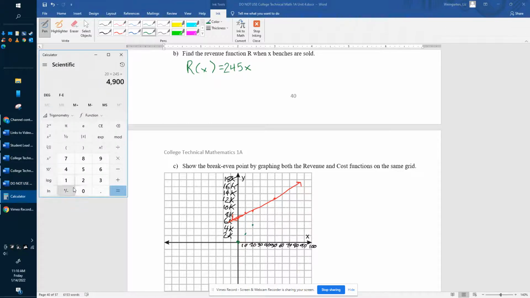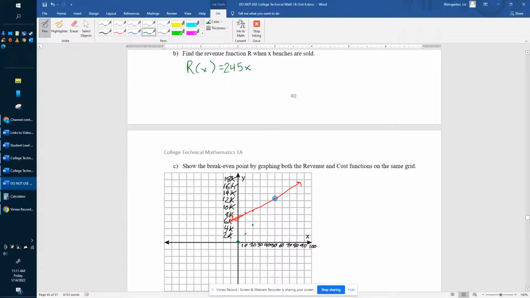Let's do 50 units. 50 times 245 is 12,250, which is right about here. So I'm going to do my best to graph this line. It should go right here through that dot. So it looks like right here is our break-even point.